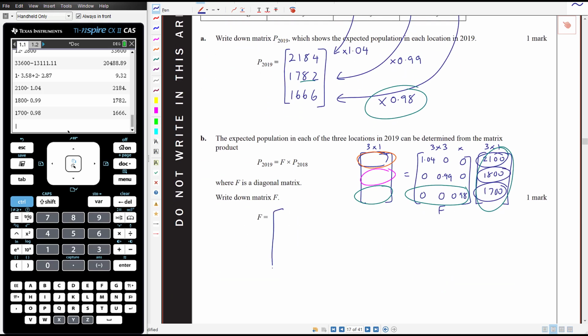So F is a 3 by 3 matrix with 1.04, 0, 0, 0, sorry, that was 0.99, that middle one, wasn't it? 0, 0.99, 0, and 0, 0, 0.98. And there is F.